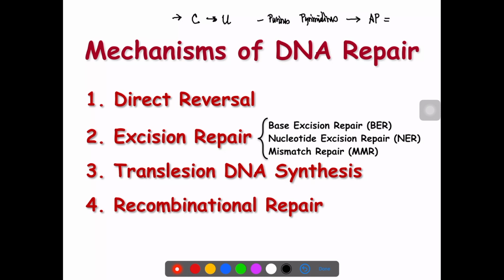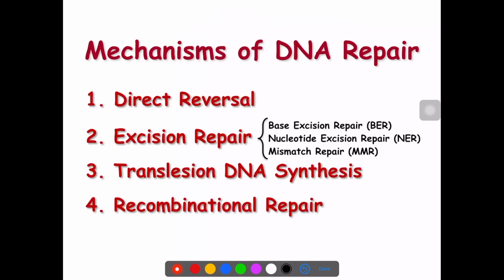So the question is, whenever a change happens in our DNA, is there a way to repair that type of DNA damage? And the answer is yes. There are 4 different mechanisms that can be used to repair DNA damage. Those 4 mechanisms are direct reversal, excision repair, translesion DNA synthesis, and recombinational repair. All right, so let's start with direct reversal of DNA damage.